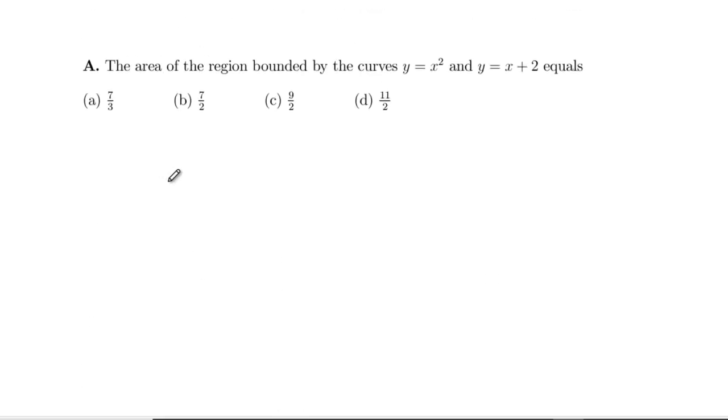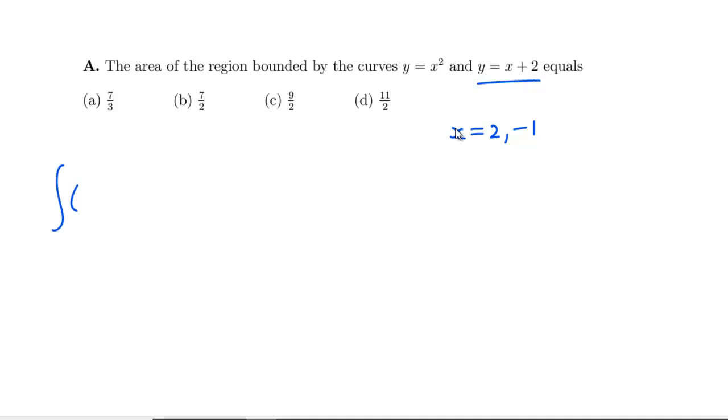Question A: the area of the region bounded by the curves y equals x squared and y equals x plus 2 is what? So where are these intersecting? Because that will give us the upper and lower bounds of our integral. So x is 2 is an obvious one, and minus 1 as well. The line x plus 2 is going to be above x squared, and we're not getting any negative y's, so we don't have to worry about crossing the x-axis.